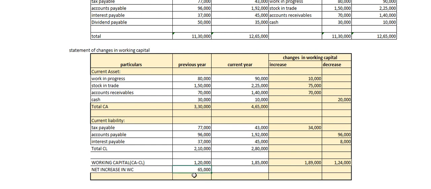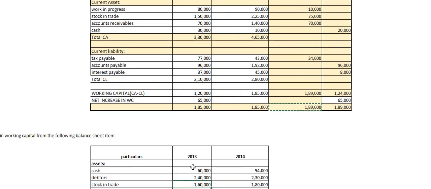So this 65,000 is nothing but a part of the decreased amount. So it is 65,000. So your total is equal to 1,85,000, 1,85,000, 1,89,000, and 1,89,000. So there is a net increase of 65,000 in your statement of changes in working capital, which will be shown as an application of fund.